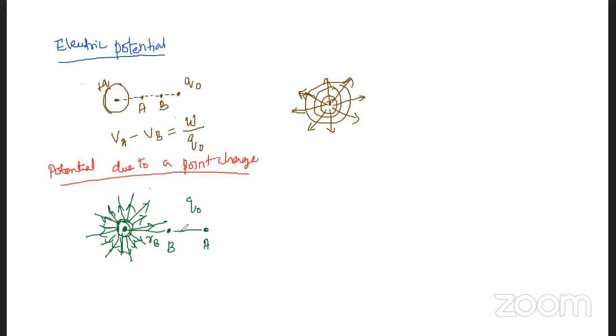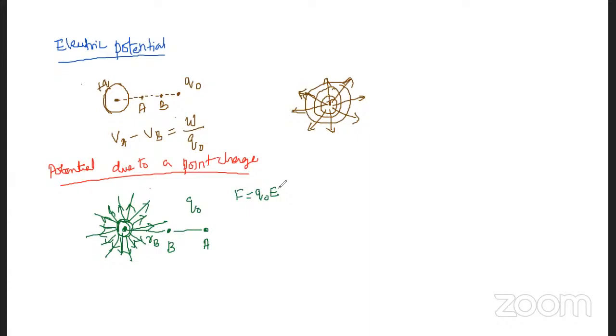Suppose we want to move this test charge from point A to point B, then we have to do some work against the force. That means we have to exert some force against the field of the charge Q on the test charge q naught. Already we have seen force is given by QE. So in this case, that force F is equal to q naught E.